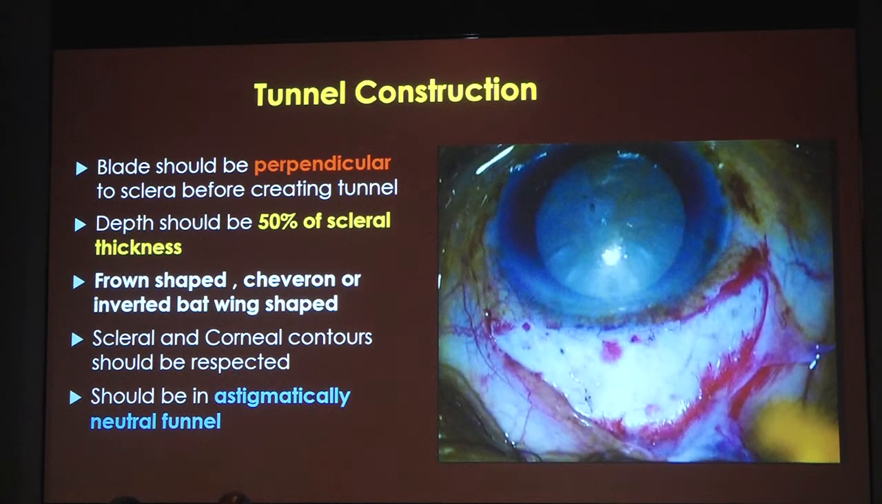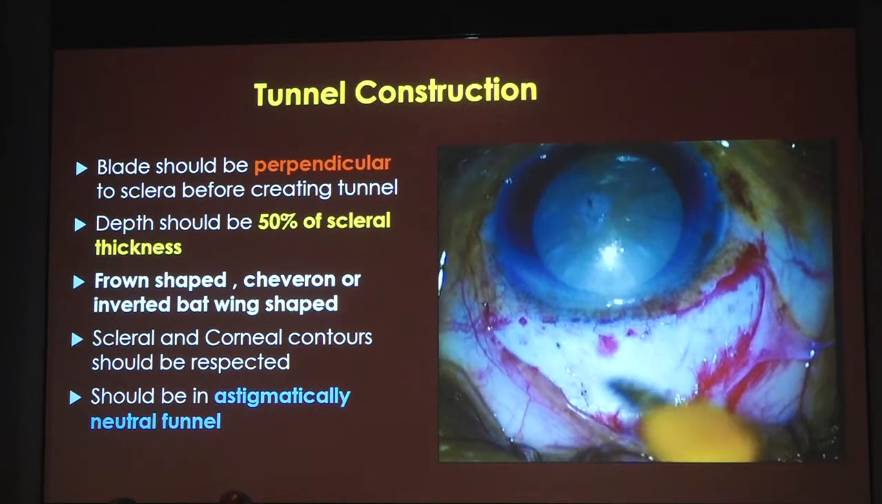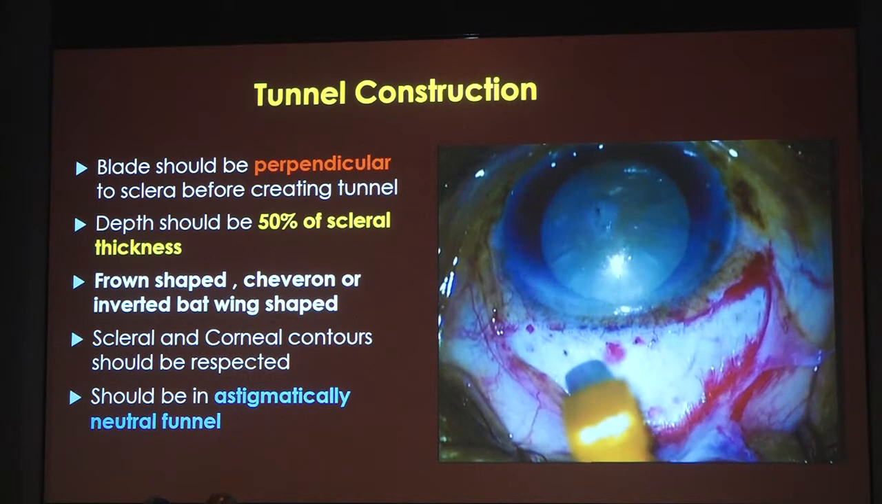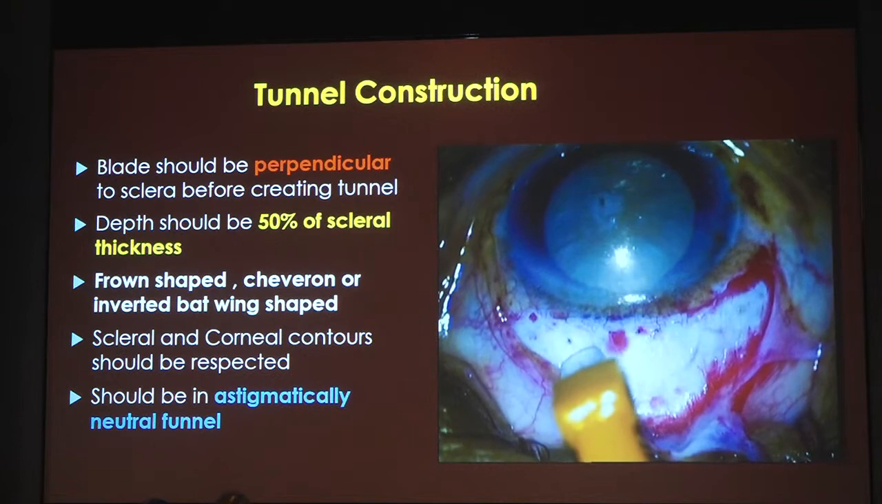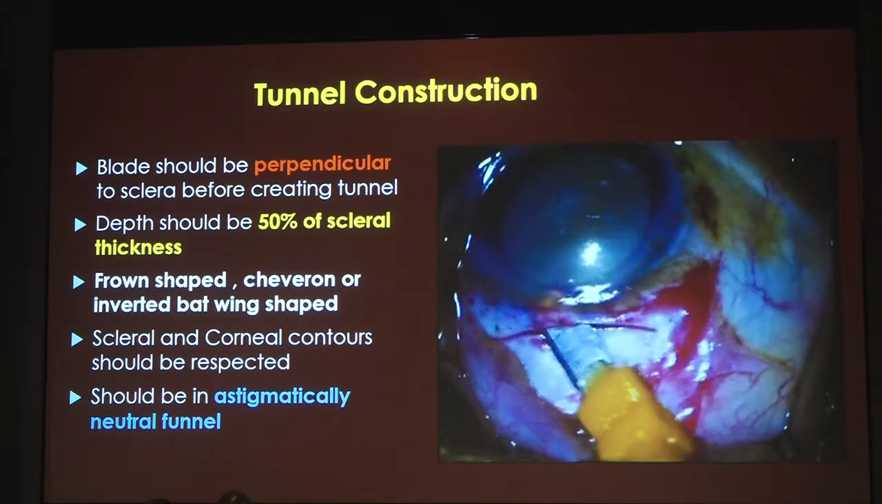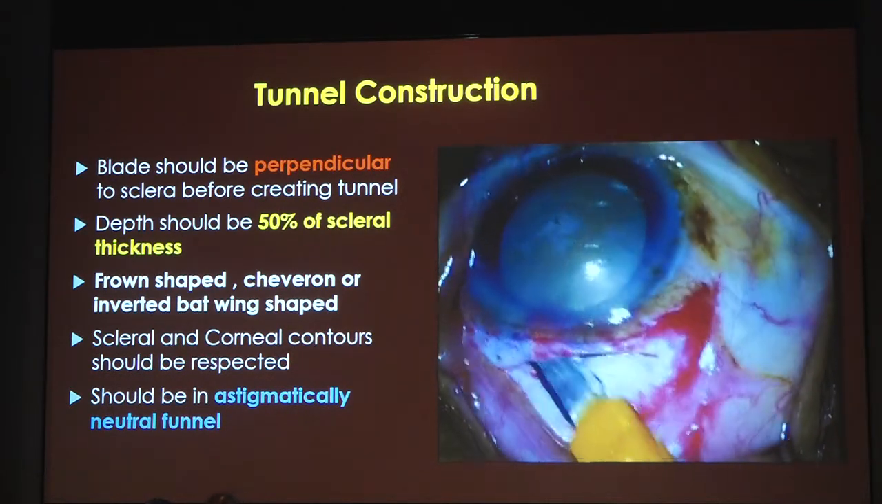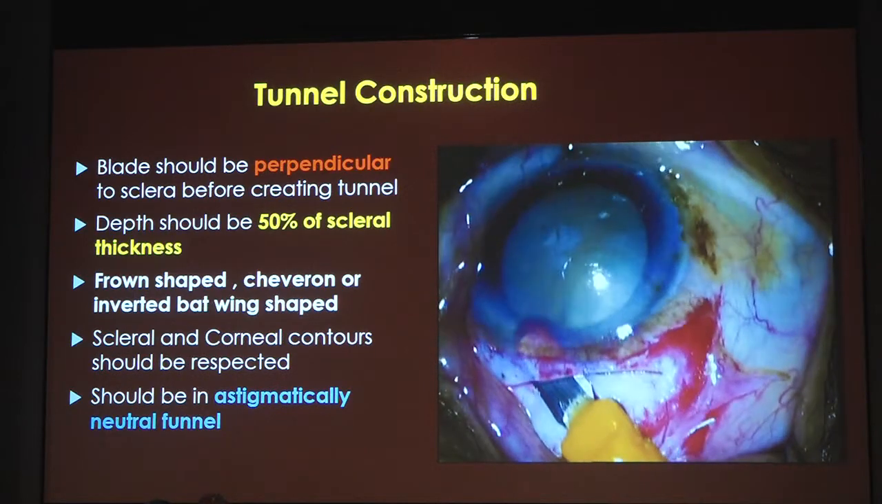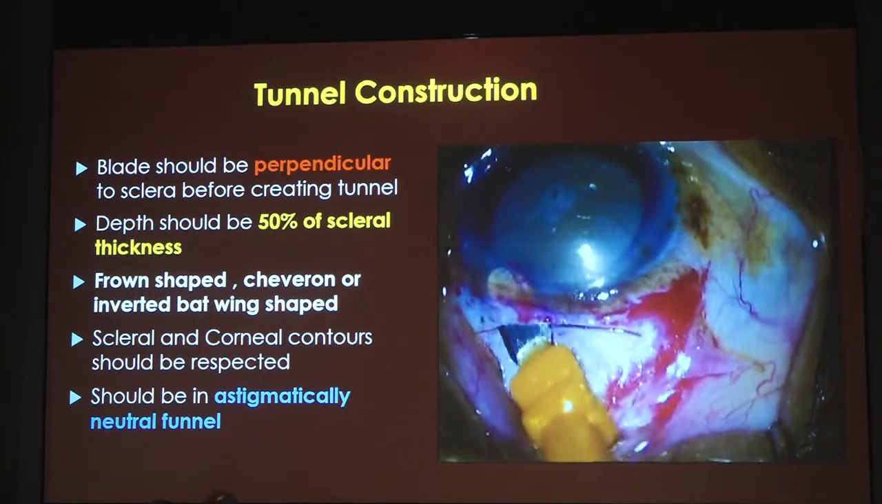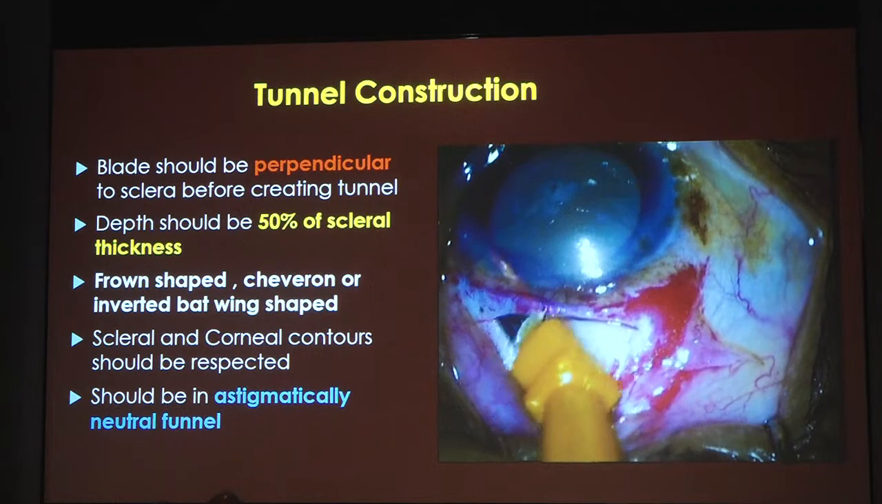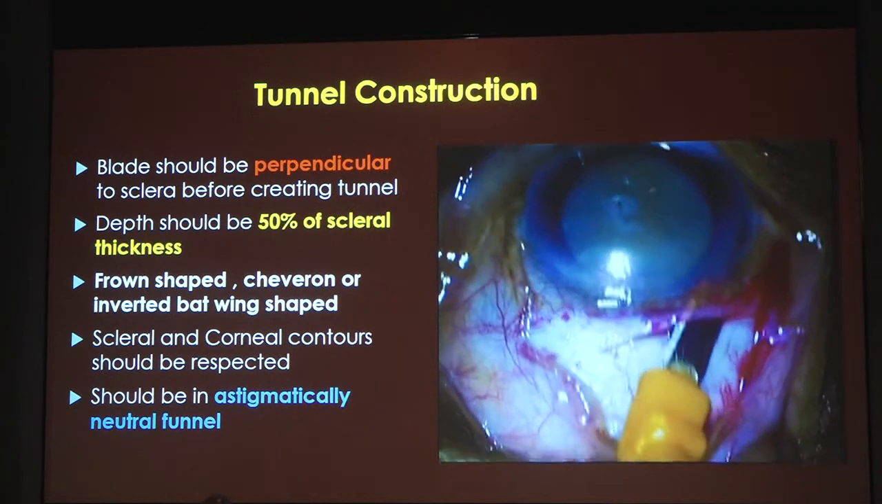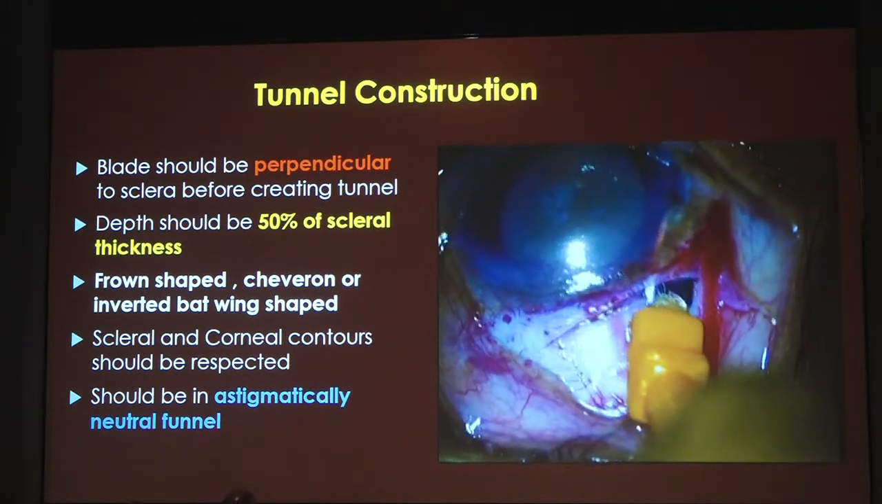Tunnel construction, the next step, is also very important. The tip for proper tunnel construction is that your blade initially should be perpendicular to the sclera. The depth has to be 50% of the scleral thickness. And the incision should be either frown shaped, chevron shaped, or inverted bat wing.